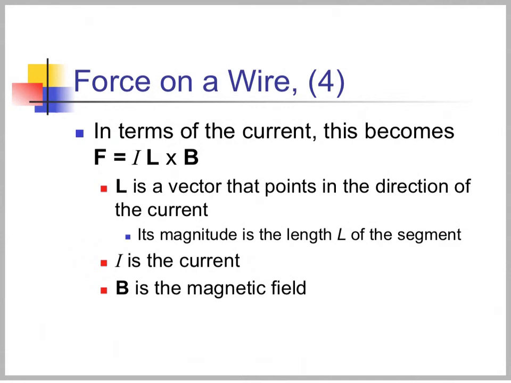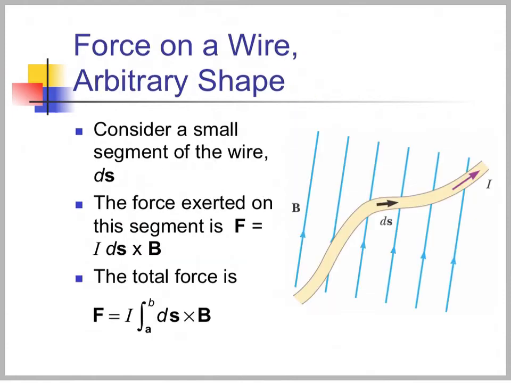So in terms of current, this becomes I L cross B, where L is a vector that points in the direction of the current and whose magnitude is the length of the segment. Then B is the magnetic field.